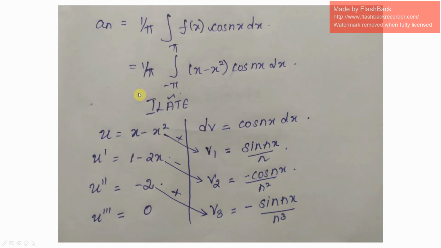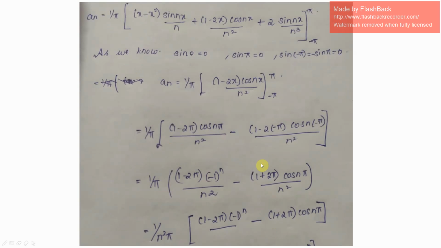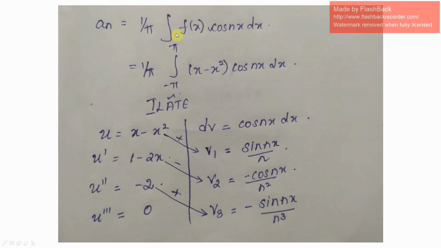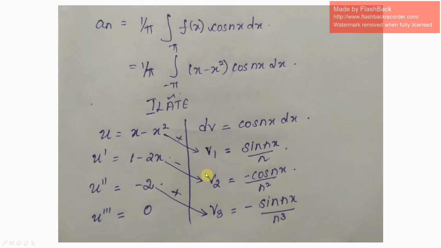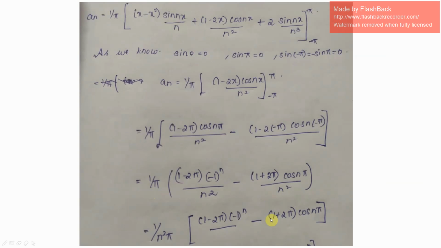So I'll be having something like that, that is an is equal to 1 by pi into x minus x squared into sin nx by n. You can see here, that is 1 by pi into x minus x squared sin nx by n. Next term, you can see here I have a minus. In this term also I have a minus. Minus into minus will become plus. So it will be 1 minus 2x into cos nx by n squared. Okay. And the third term also, it will be minus into minus will become plus 2 into sin nx by n cube. And the limit would be minus pi to pi.